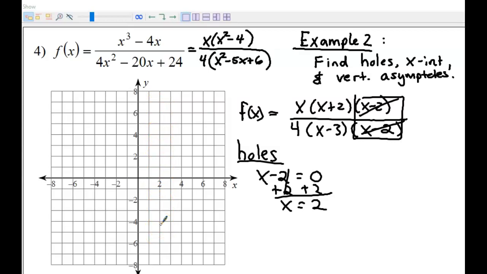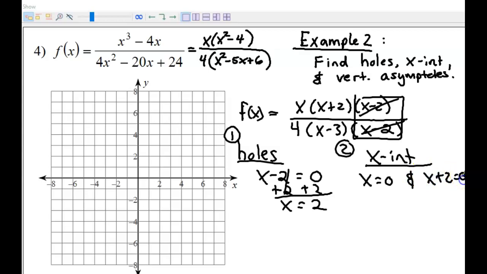All right. The next thing we're going to do is let's go ahead and find our x-intercepts. So to find your x-intercepts, you're going to set the other two factors equal to 0 and solve. So we have x equals 0, and we have x plus 2 equals 0. Okay? Now you don't have to show your work for this, but on your notes it's nice to see it worked out in case you come to it later. But here's our two x-intercepts. So now I know that it touches the x-axis here, and it also touches the x-axis here.